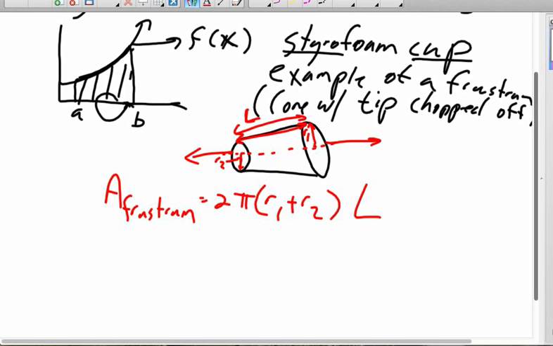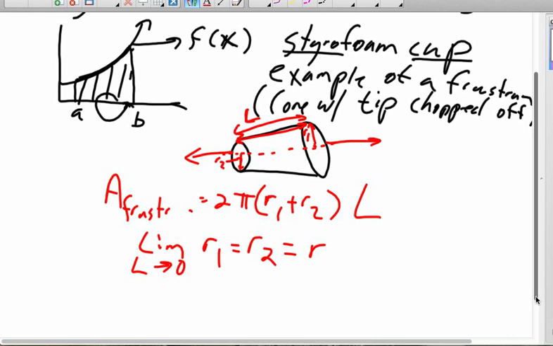Now, what we're going to do in calculus is make L very, very small. Let's write this in formal notation: we're going to take the limit as L goes to 0. In the limit as L goes to 0, R1 is going to equal R2, and so we're just going to call that R.